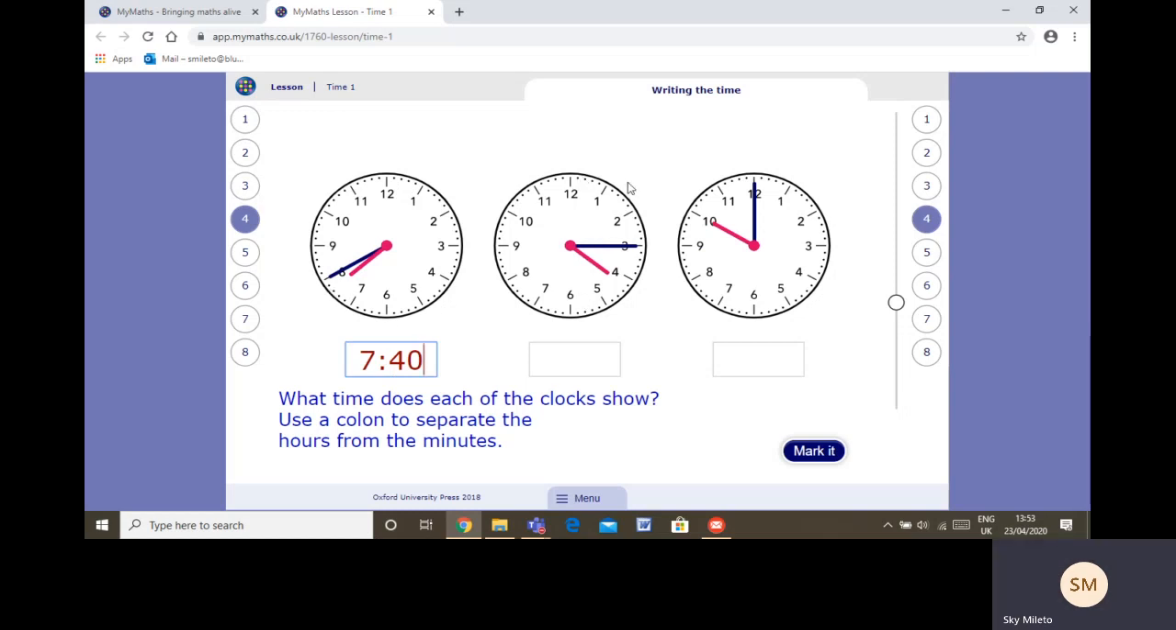Here I can see it's 4:15. This one is a much easier one. 4:15, because remember quarter means 15, and this is 10:00, because there's no more minutes. There's no minutes.